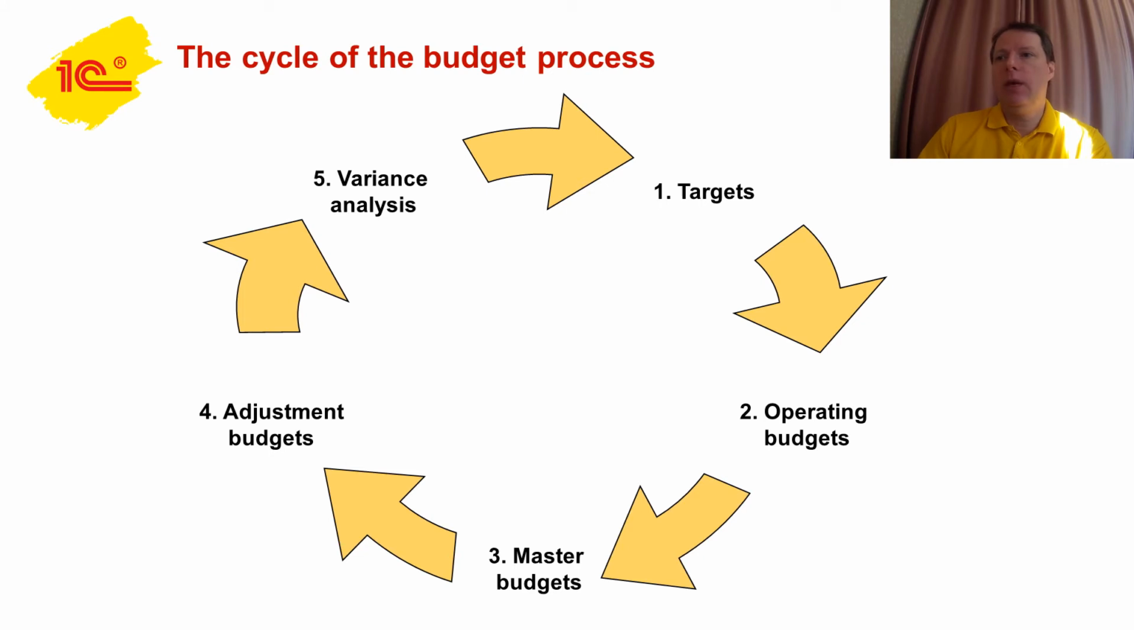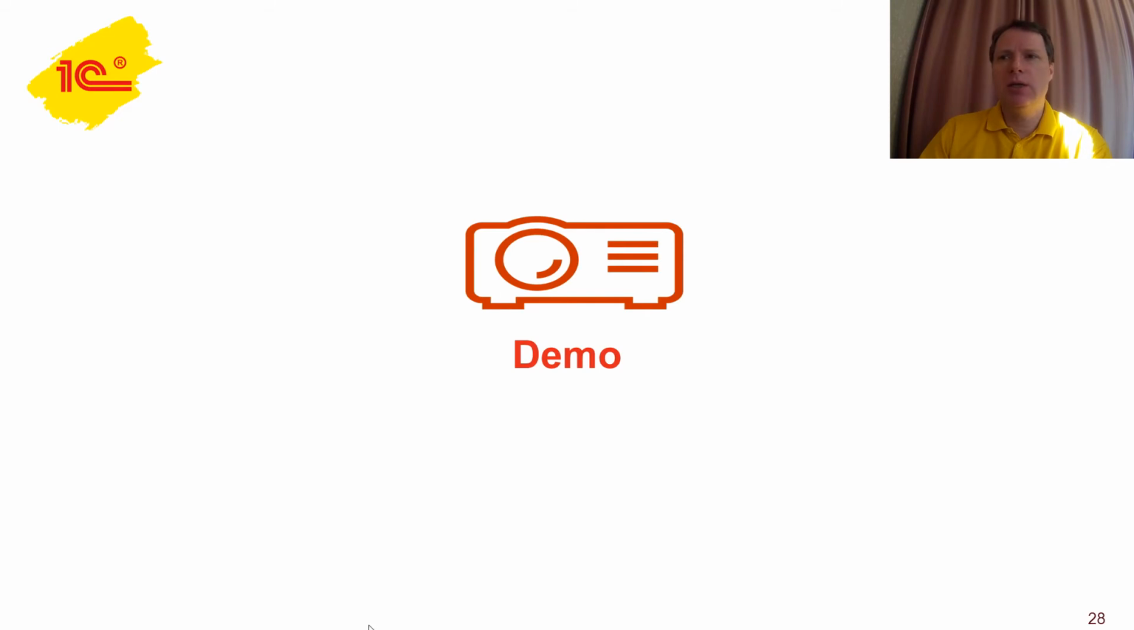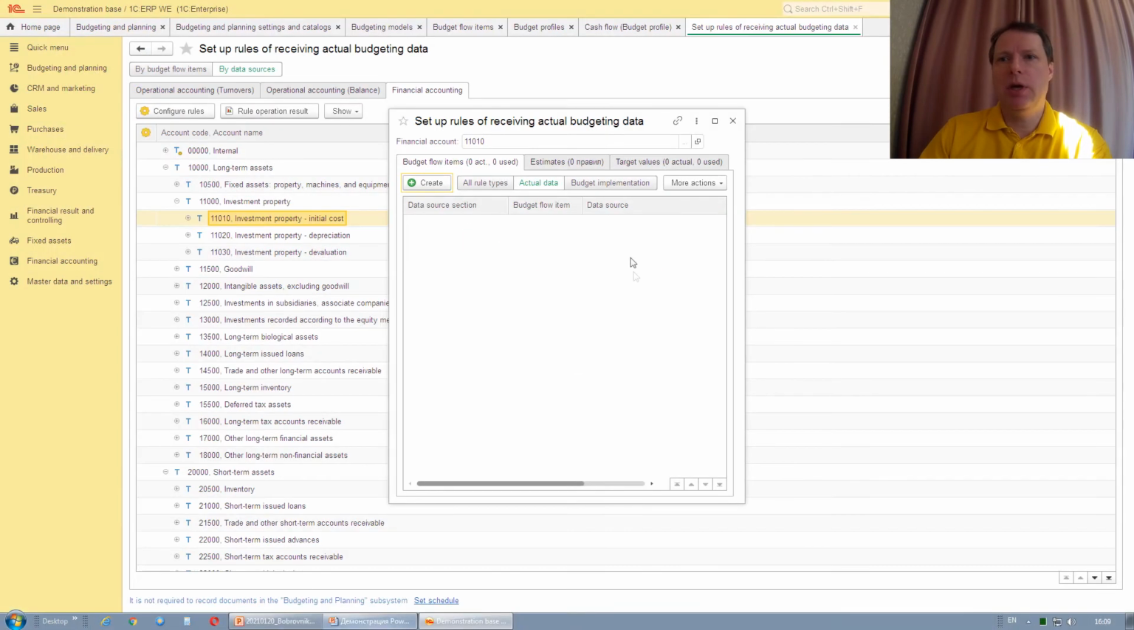Then we keep the first version and make adjustment documents when it must be changed. And at the end of the planning period, we make variance analysis and go on to start a new cycle of budgeting for the next period. Now let's see the budgeting preparation process in the application.